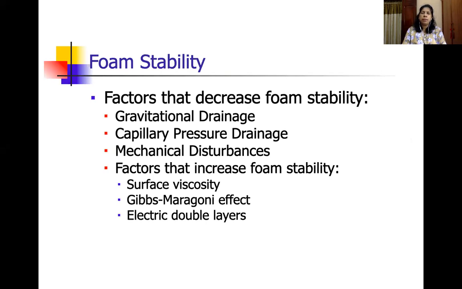The foam stability also depends on factors. Factors that decrease foam stability are gravitation and drainage, capillary pressure drainage, and mechanical disturbances. Factors that increase foam stability are, for example, surface viscosity, which gives a Marangoni effect, and electric double layers. So those also affect foam stability, because in foaming we work with air. Air is not like an oil droplet or a water droplet. The air is a different physical status. Therefore, all the time air is like to.